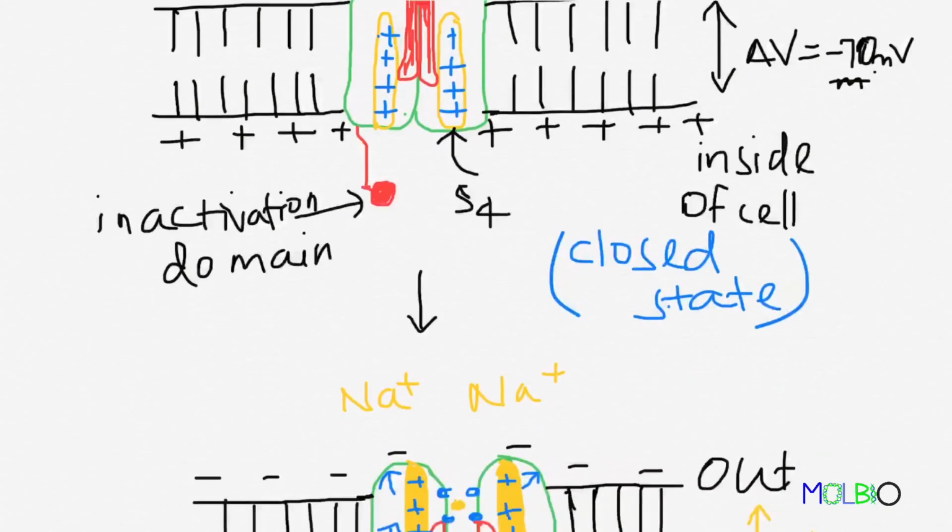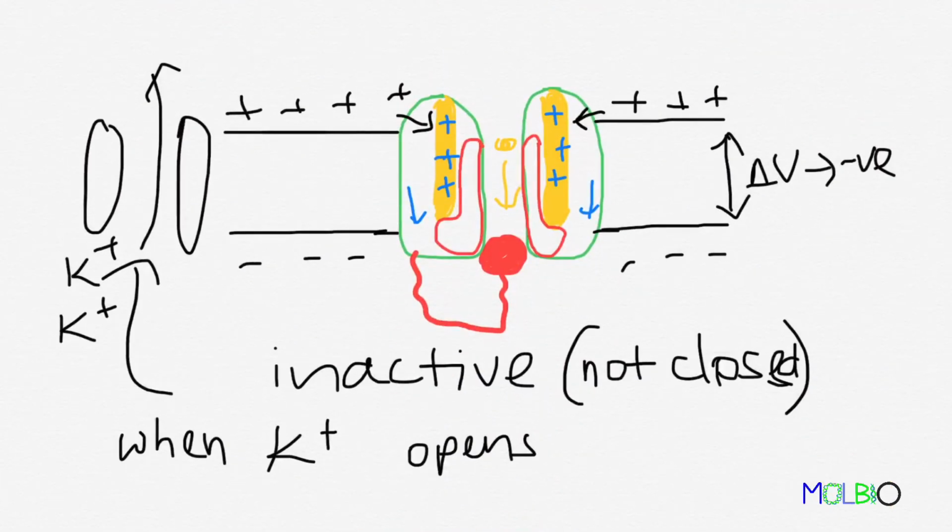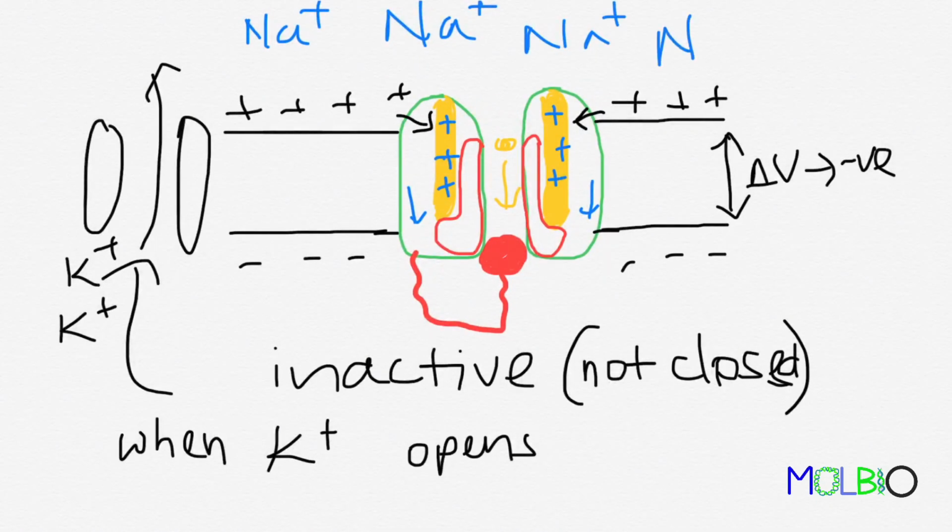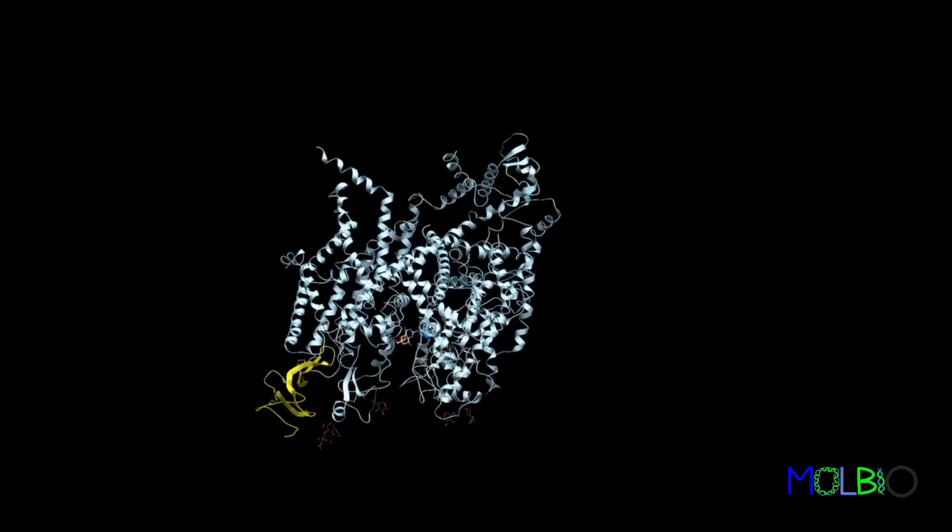Now the cell has gained some sodium ion and lost some potassium ion, and it needs to restore it. By restoring, I mean it needs to make the sodium concentration outside the cell more than inside, and similarly it needs to make the potassium concentration inside the cell more than it is outside.